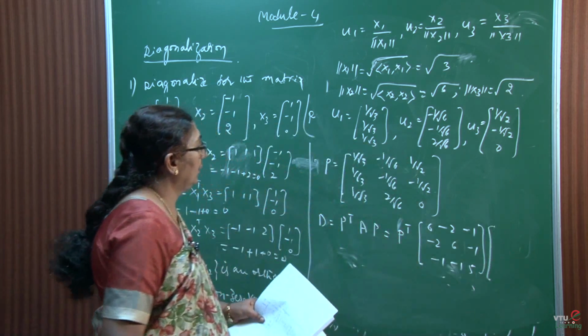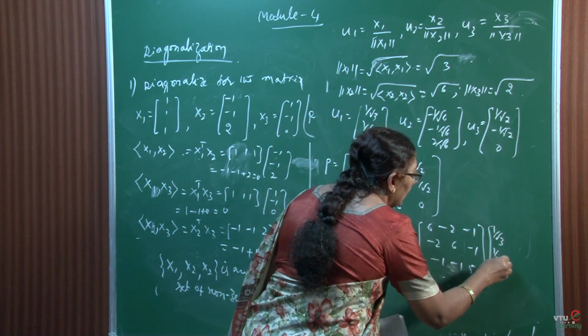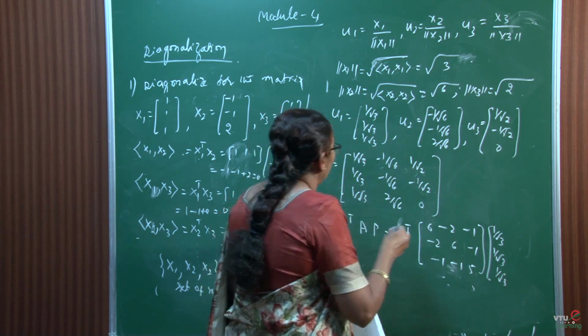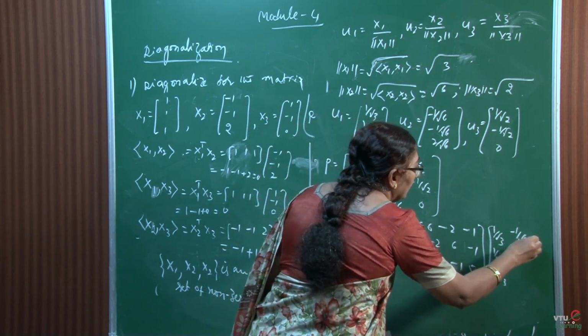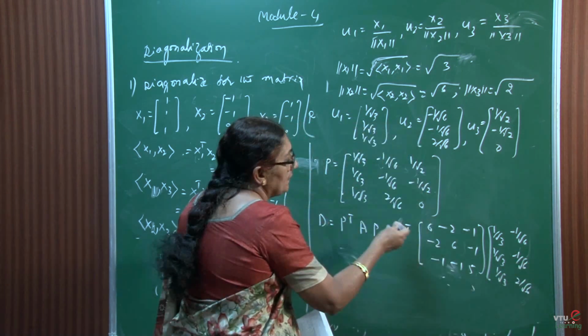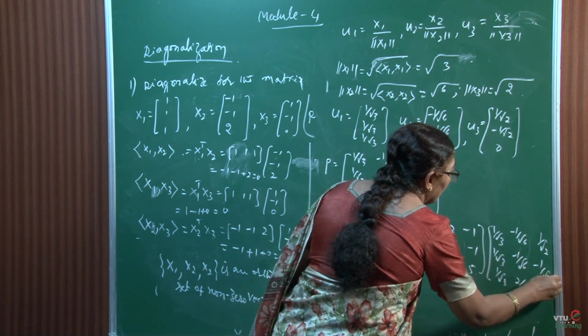P, just now we wrote: 1 by root 3, 1 by root 3, 1 by root 3. What is the second row? 1 by root 6, minus 1 by root 6, minus 1 by root 6 and 2 by root 6. What is the next? 1 by root 2, minus 1 by root 2 and then 0.